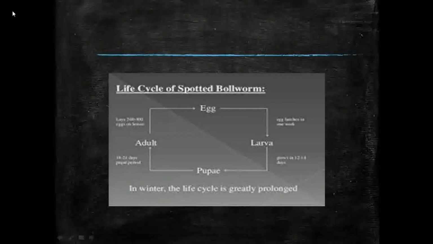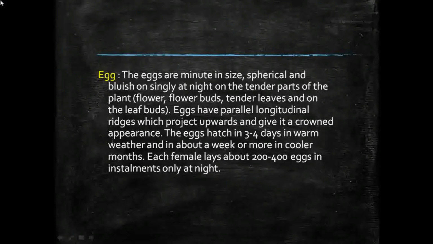Now this is the life cycle of spotted bollworm. The egg of this pest is minute in size, spherical in shape, and a little bit bluish in color. It is laid singly at night on the tender parts of plants, flowers, flower buds, tender leaves, and also on the leaf buds. The eggs have parallel longitudinal ridges on them, projecting upwards, which gives them a crowned appearance. So it looks like a crown.